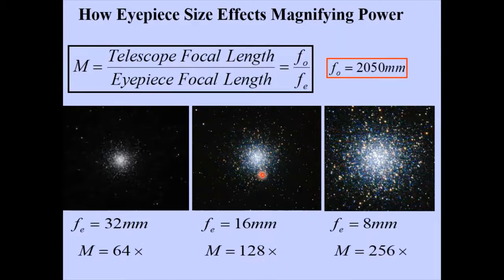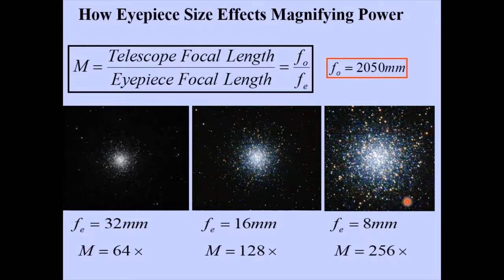Notice now the star cluster is twice as big as it was here, because we went from 64 times to 128 times. And we can keep going. Let's take out this 16 millimeter eyepiece and put in an 8 millimeter eyepiece. We're doubling the magnification again, and we're up to 256 power. So now it fills the frame and we can see the details in the object here.